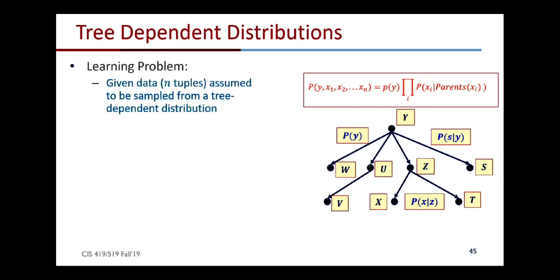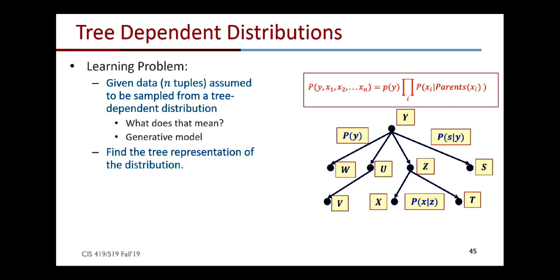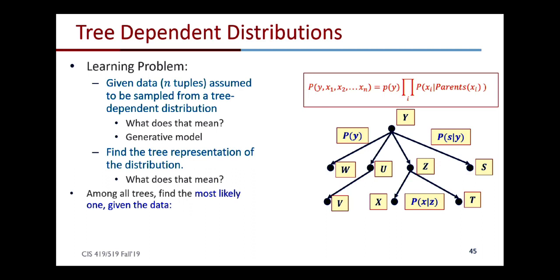We had to talk about the inference problem because in order to do the learning problem, we need to be able to do inference, which means we have to compute the probability of an event given the Bayes net. But now we are at the learning problem, and this is where we ended last time. We're given data, n tuples. For now, we assume that these are sampled from a tree-dependent distribution, and we understand what that means. Basically, it's a generative model. Our goal is to find a tree-dependent distribution, a tree representation of this distribution, and we already discussed what that means. We are really thinking about it from the perspective of most likely tree.